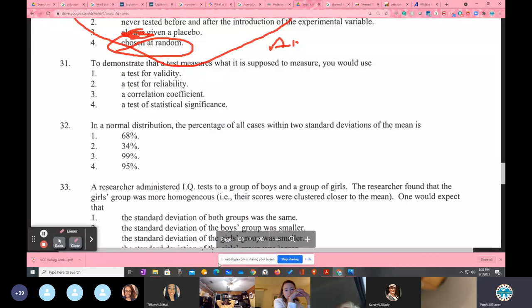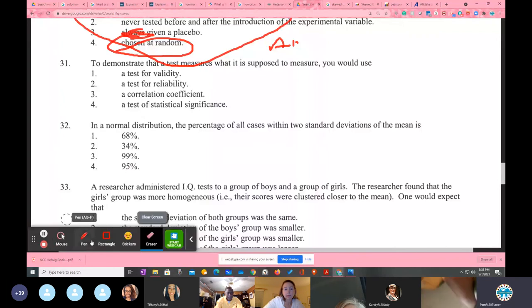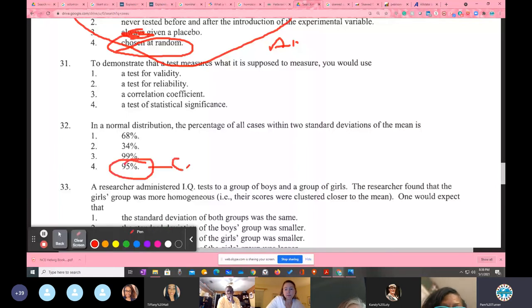In a normal distribution, the percentage of all cases within 2 standard deviations of the mean. This is a rule. 68, 95, 99. Sometimes you might see 96 because it's 95 and change, but it's a rule. 68, 95, 99. The first interval is always going to be 68, right? The second one is always going to be that. Always, always, always. Those are rules in math.